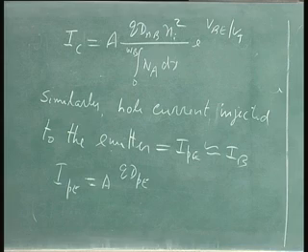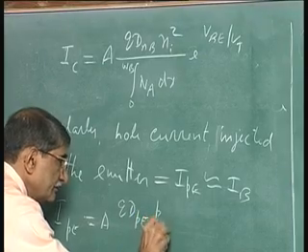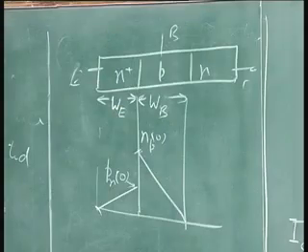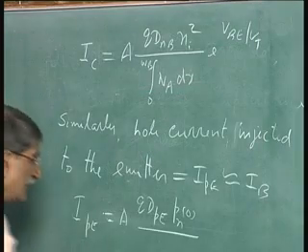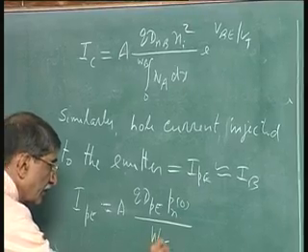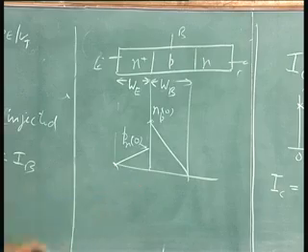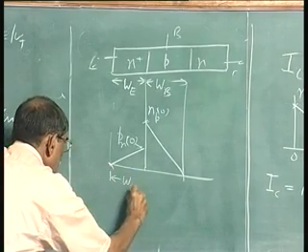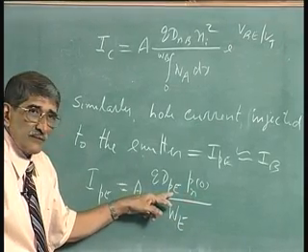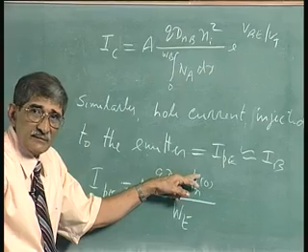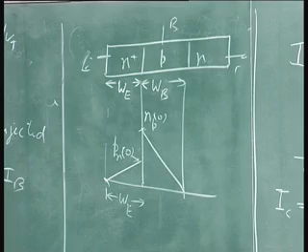We are getting closer to HBT now. QDPE Pn0, I am putting 0 to indicate that it is at the edge of the diffusion layer, divided by WE, because that is the diffusion current for uniformly doped material. Pn0 divided by WE gives me dP by dx. dP is this one in the emitter, and dP by dx is the slope, Pn0 by WE.